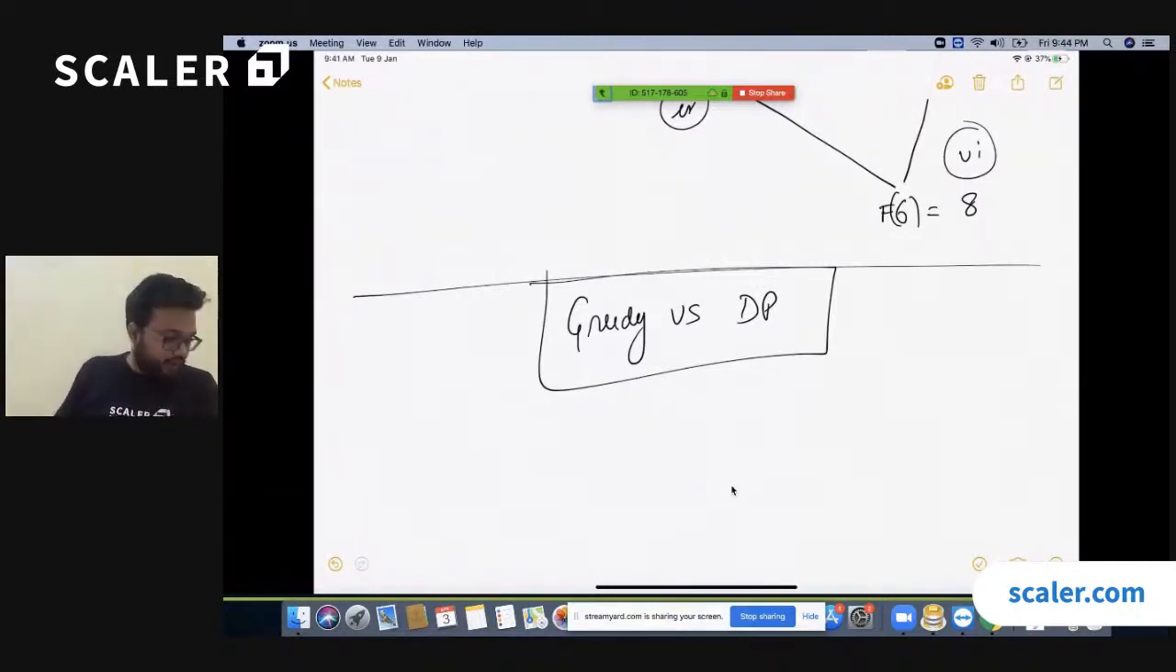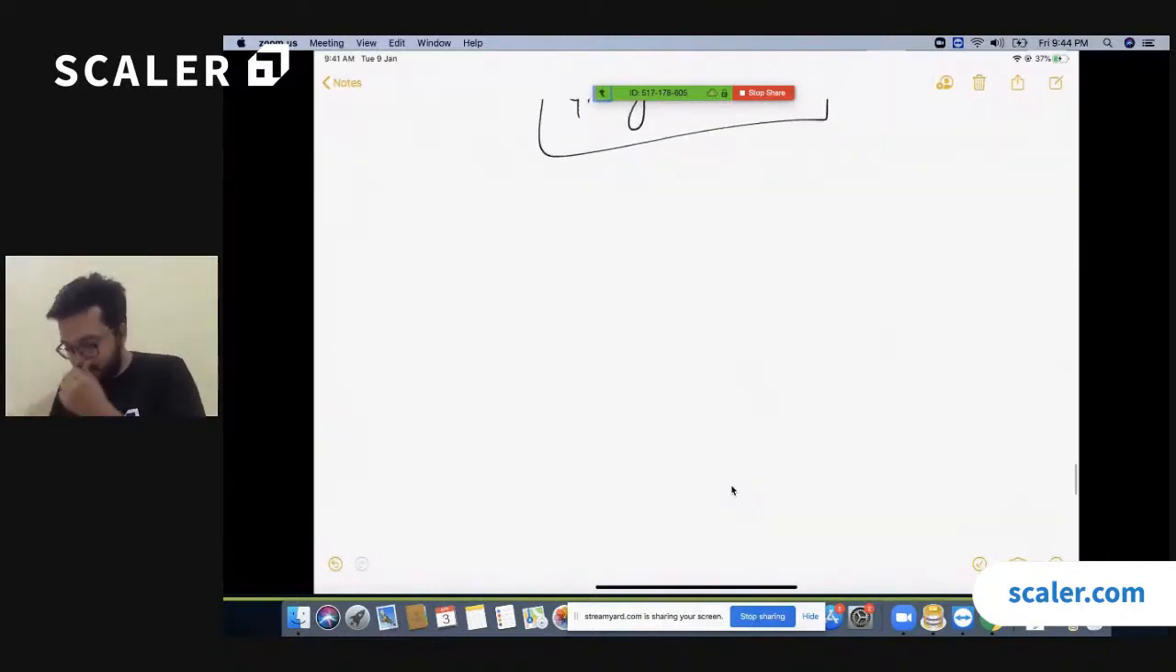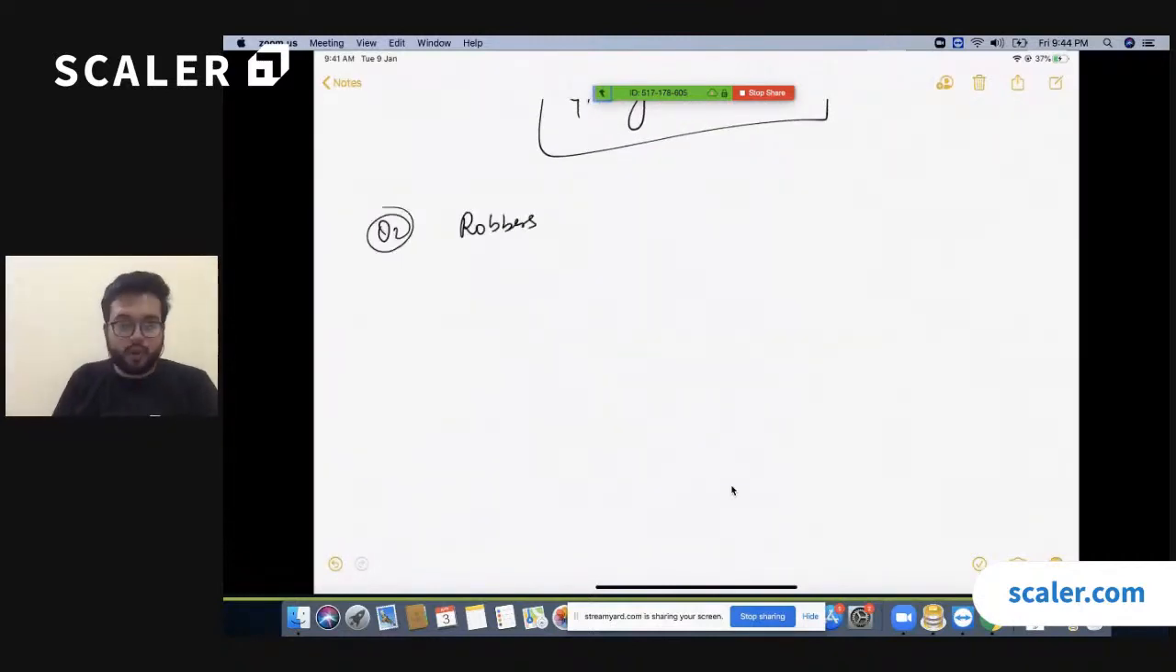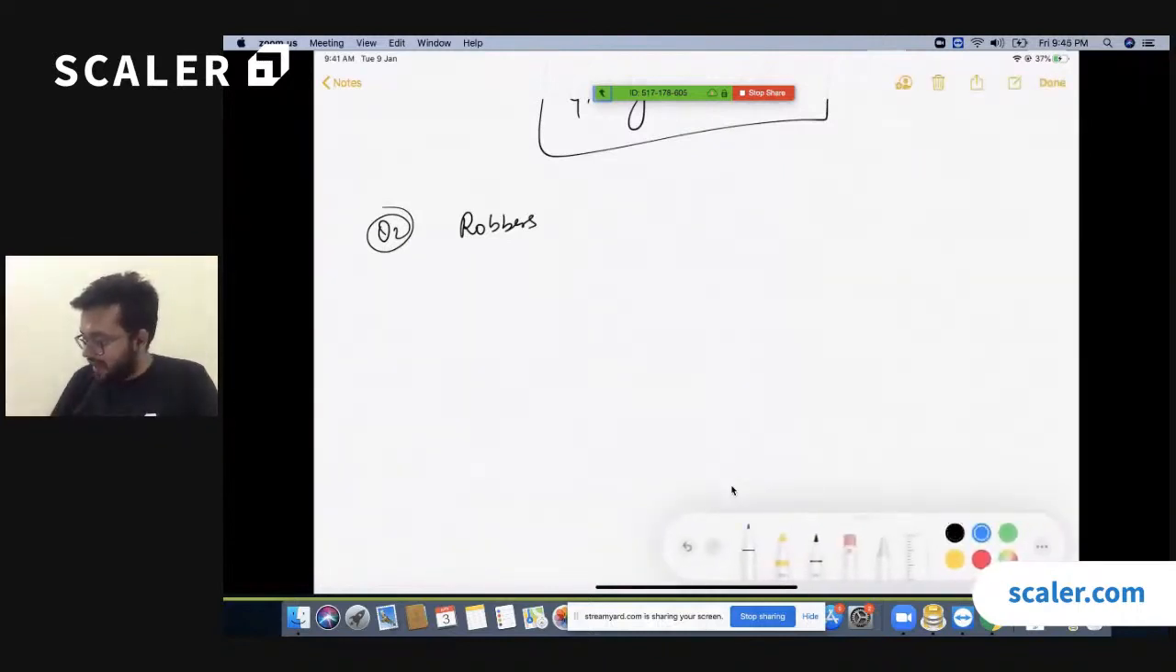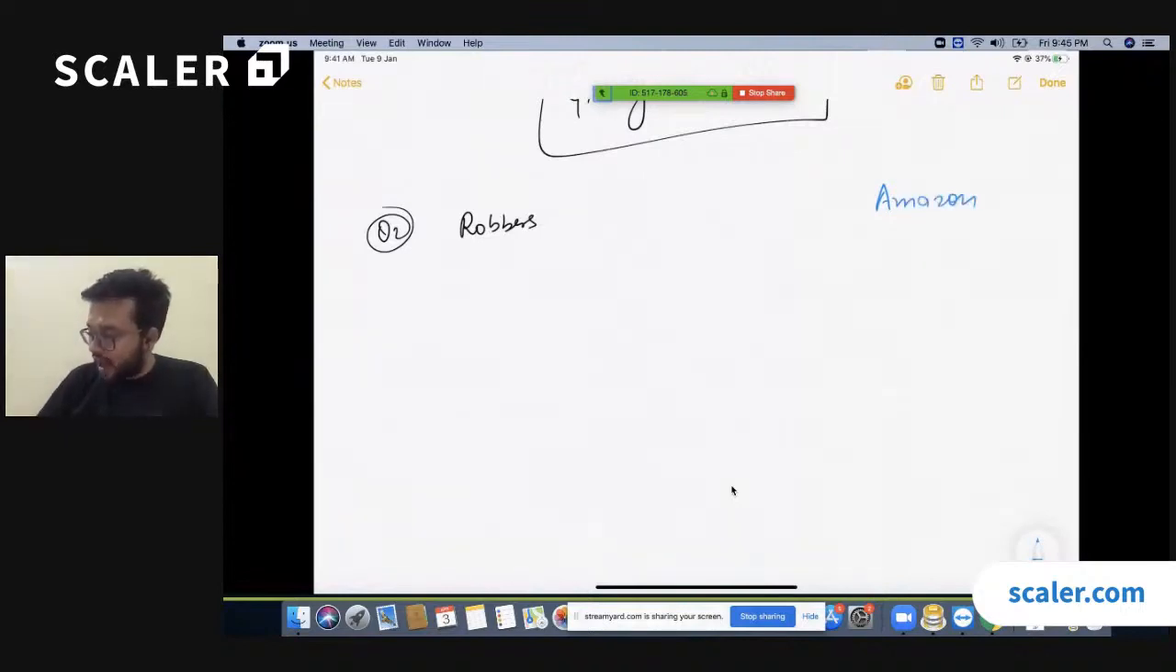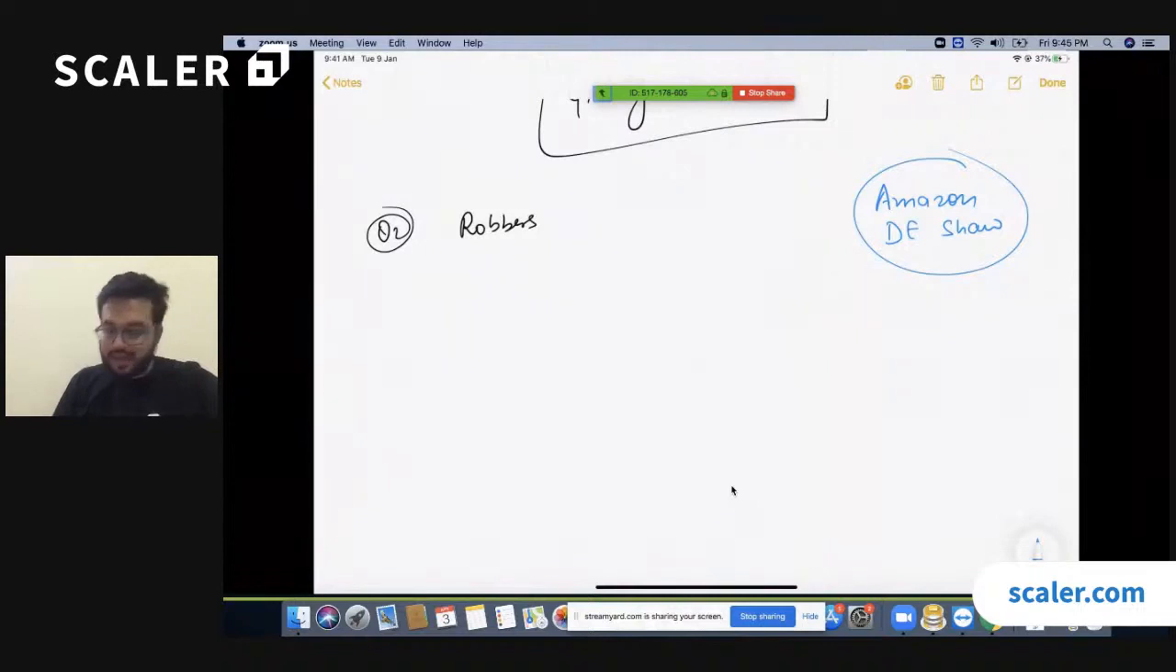Okay, cool. The problem is again a very famous problem, the problem of robbers. This problem again, we have seen being asked in the interviews of Amazon, and we have seen it asked in the interviews of other companies too. So these are the two companies that we have seen this problem being asked at.